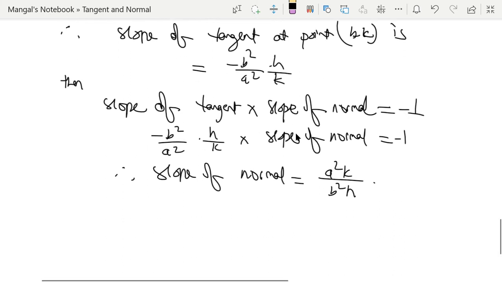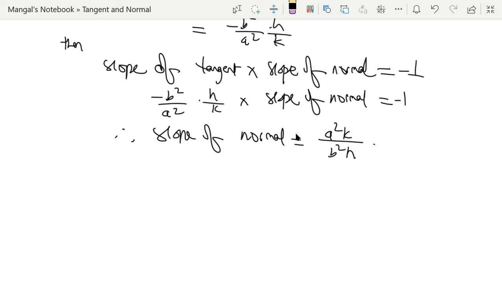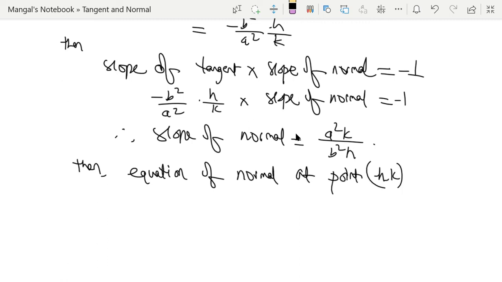And once we find the slope of normal, now we can identify the equation of the normal as well at the point h, k. Then the equation of normal at point h, k is y minus y1, where y1 is k, equal to the slope a square k by b square h, and x minus x1, where x1 is h.